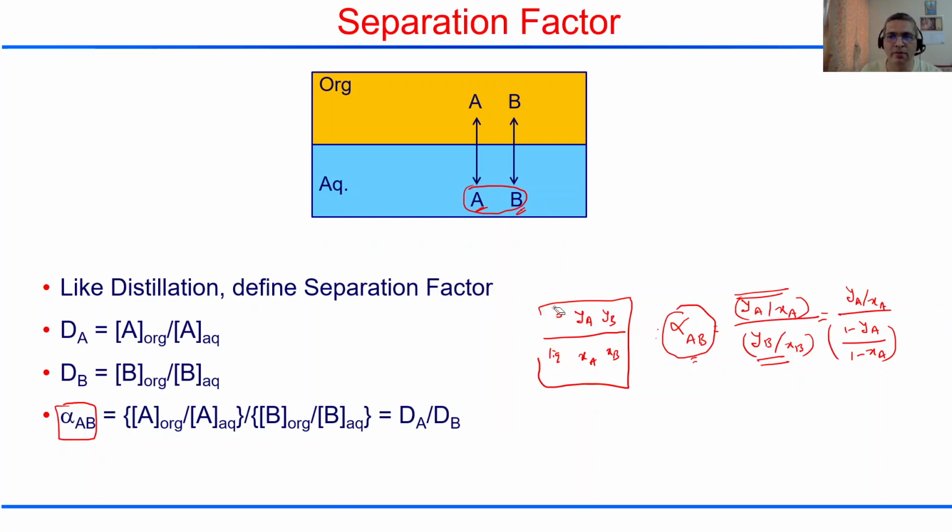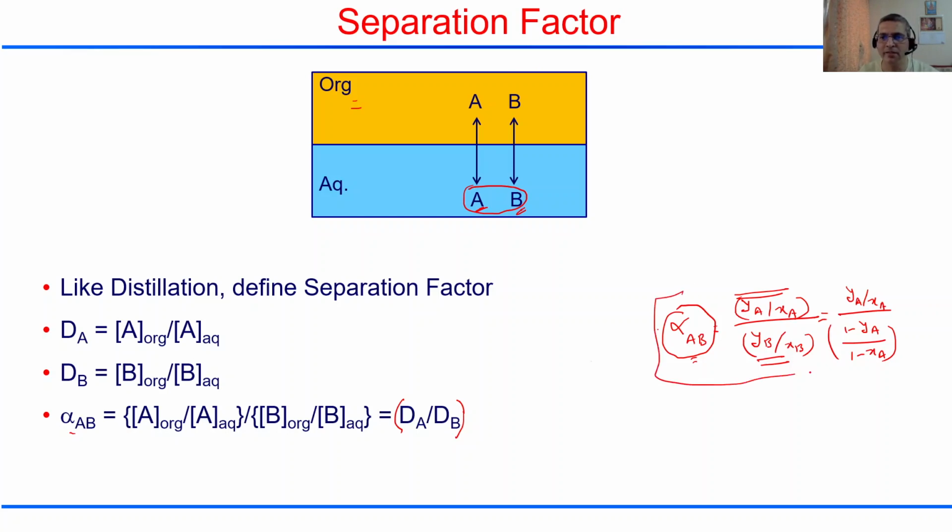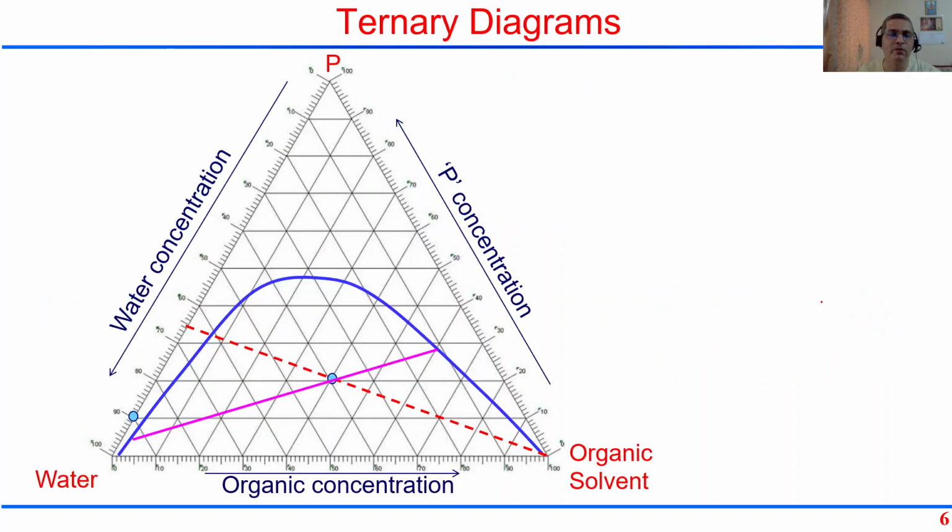In the same way, for liquid extraction, we could define the separation factor alpha AB as the ratio of the distribution coefficient of A divided by the distribution coefficient of B. So the higher the value of alpha AB, the easier it is to separate A from B using liquid extraction, just like distillation. Okay, let's quickly revise something about the ternary diagram. We have seen a little bit of ternary diagrams in our distillation course as well. Let us quickly discuss here as well.